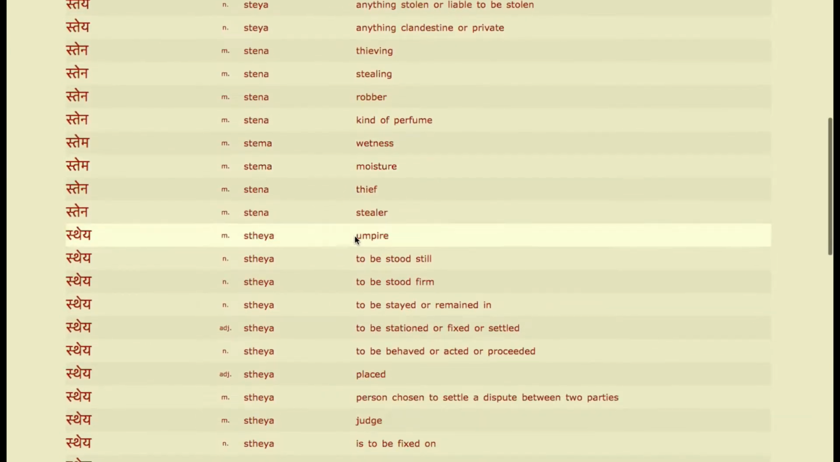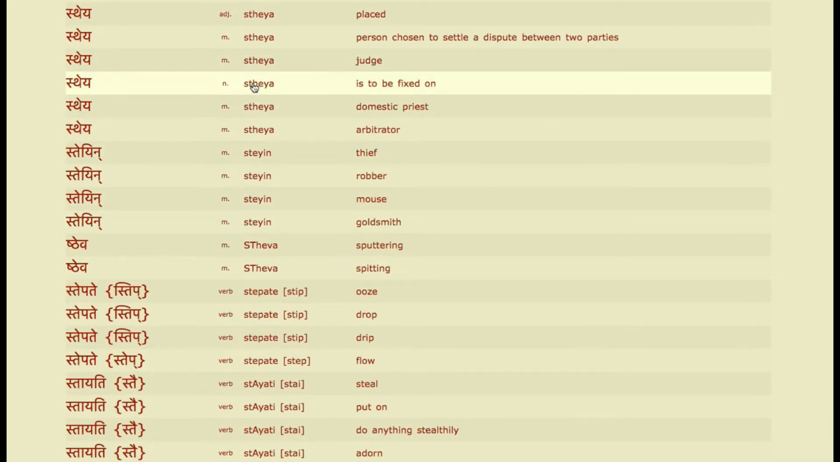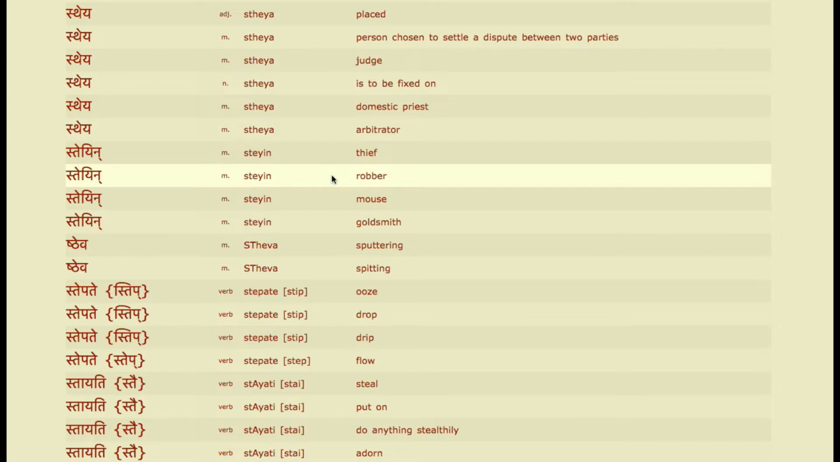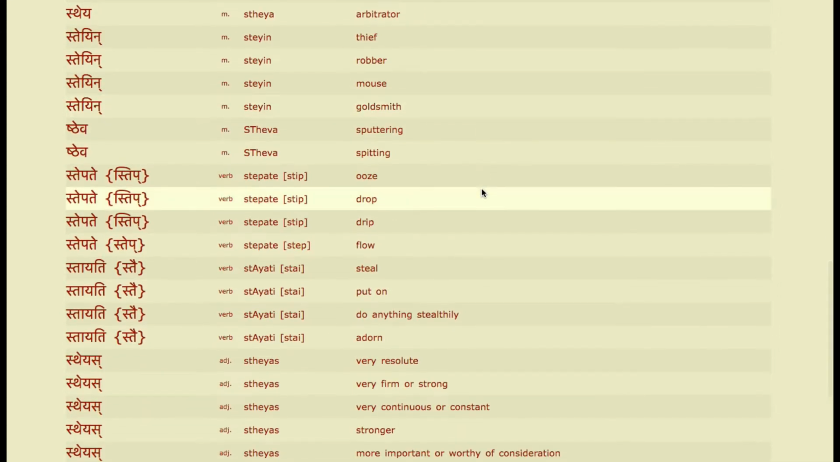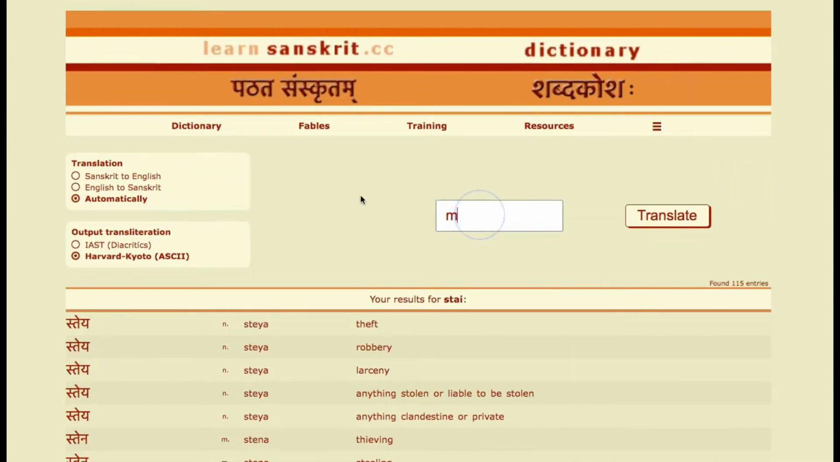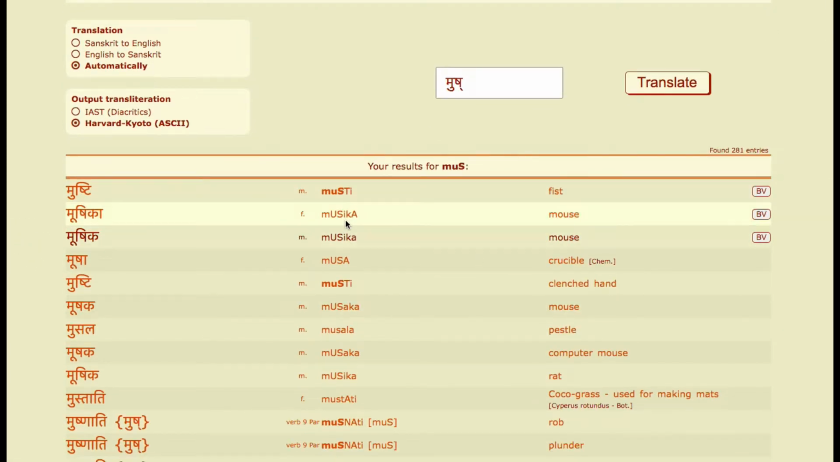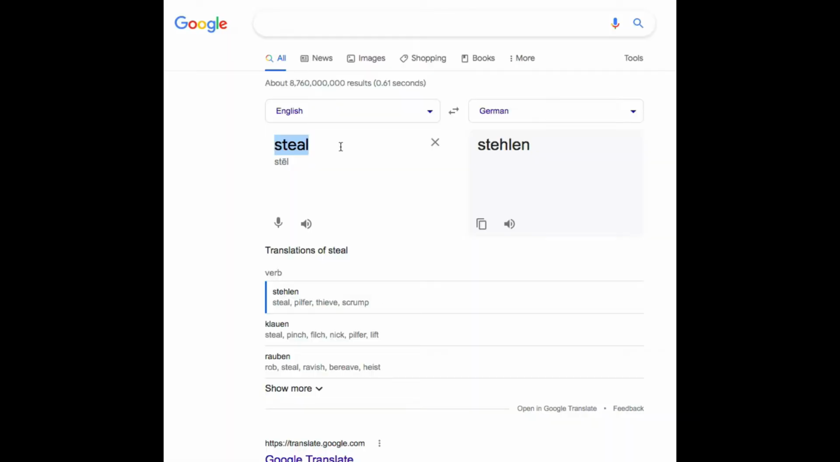Well, that's a different one right there. So, a thief, somebody that steals from you. The pronunciation is a little different there, to be honest. But stay-in, a thief. A mouse is called a stealer, because the word mouse comes from there. Here, look, mouse is called a musaka, a moose, a musica, and that also comes from here, look, muse.